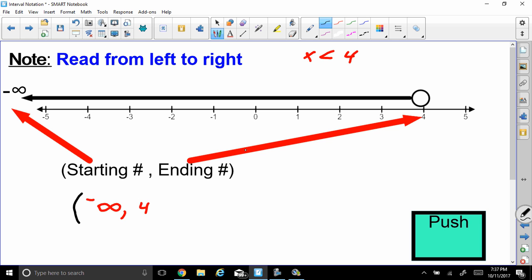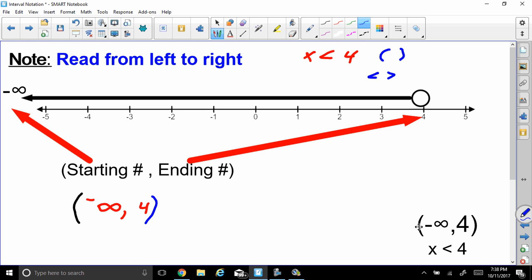Now let's look at the 4. Remember, if we use the less than or greater than symbol, we have parentheses. That's for less than or greater than, and that uses parentheses. So this is an open circle, and it's less than, so we use parentheses around this also. So let's check. And there is our answer, and we even wrote the inequality notation for this question.